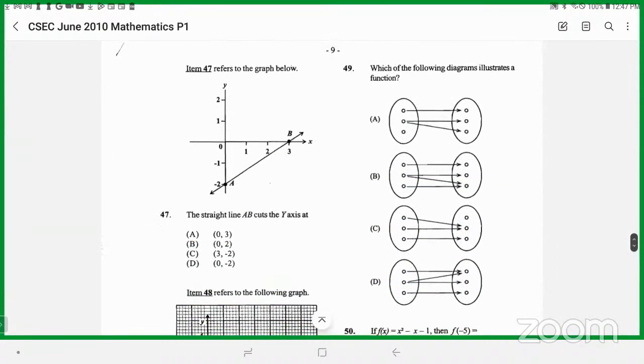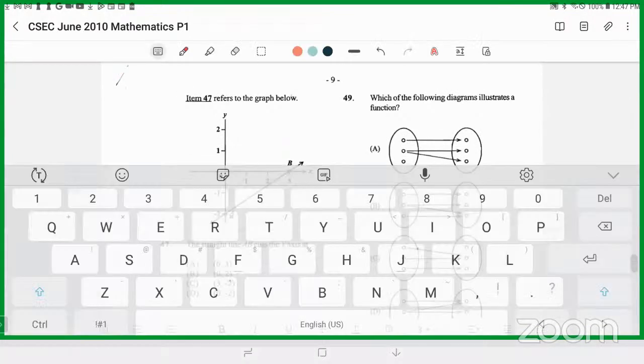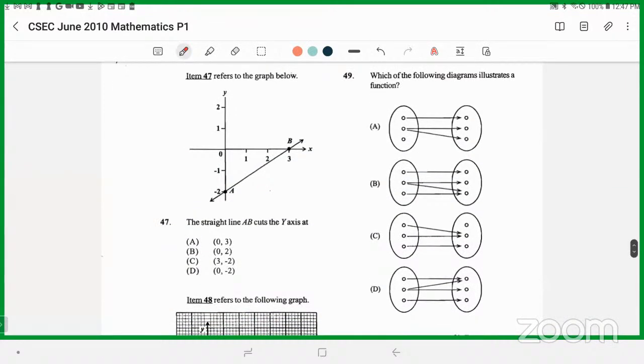Look at this question here now. It's a functions question right here with a mapping diagram. You would have found one of these. It says, which of the following diagrams illustrates a function? Which one of them is a function? Can you tell me which one is a function? A, B, C, or D?